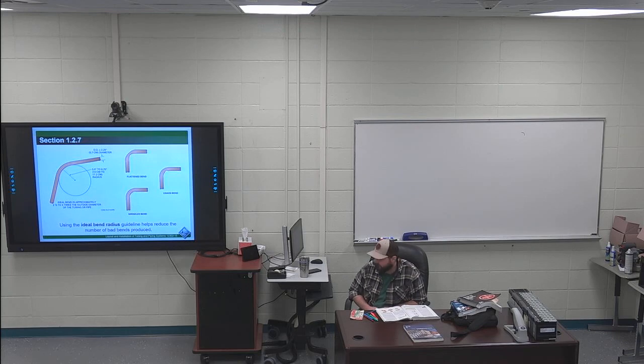So my pipe diameter up here on the board is 2.25. 2.25 times 2.5 to 3. So 2.25 times 2 is 4.5. Times 3 is 6.75. So 5.5 to 6.75 has to be your radius for that bend.